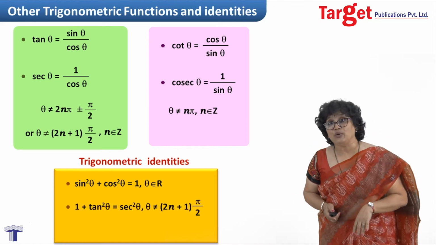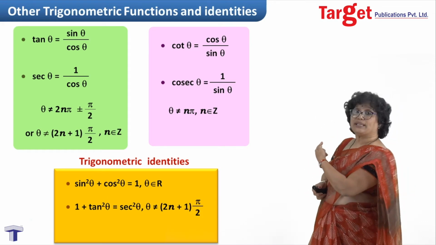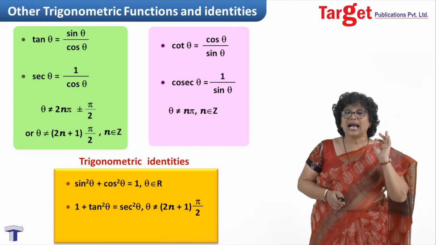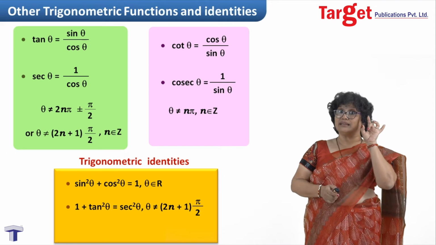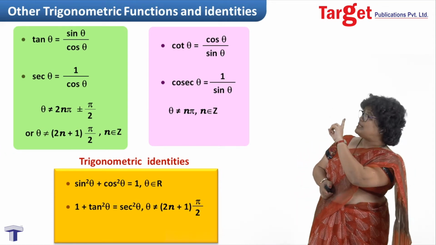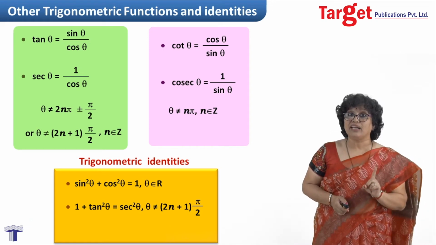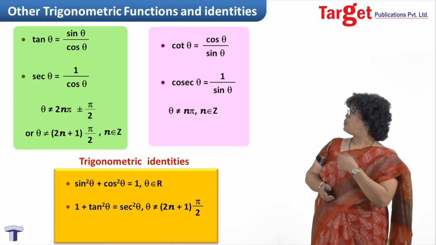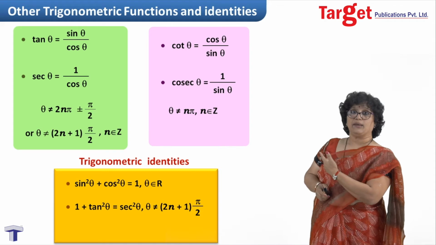Now, be careful when you write the next one. That is 1 plus tan square theta equal to sec square theta. And sec square theta means sec theta is involved, tan square theta means tan theta is involved. And see, at the top, sec theta and tan theta are not defined for odd multiples of pi by 2. So, theta not equal to odd multiple of pi by 2.